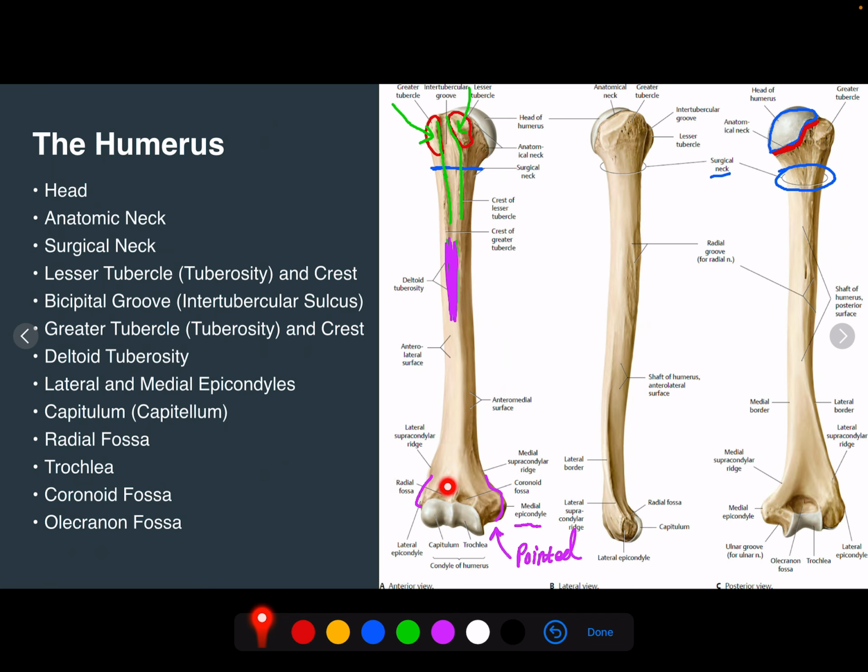And then finally, something to note is we have our radial fossa, and that's going to be a shallow depression just above the capitulum, and it receives the head of the radius during elbow flexion. So the radial fossa is going to be just superior to the capitulum, and it's going to serve as the depression where the head of the radius moves to during elbow flexion.